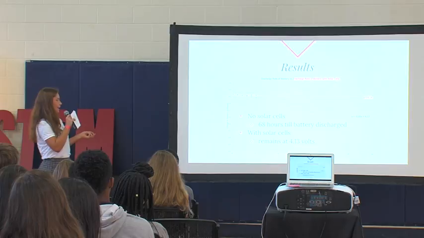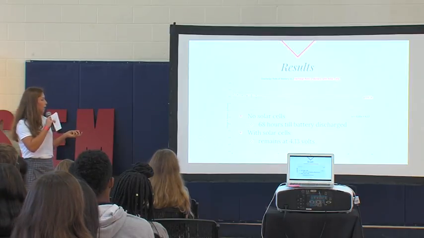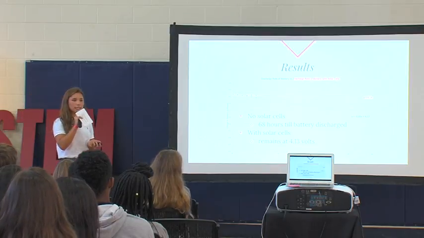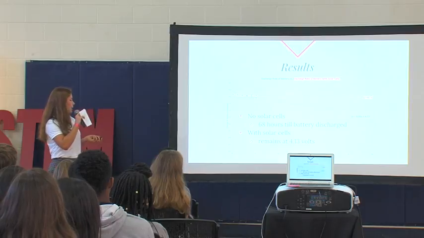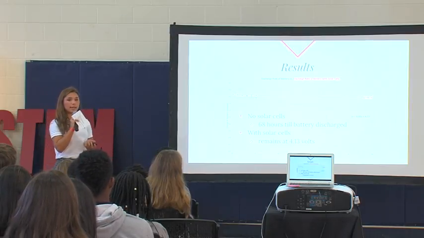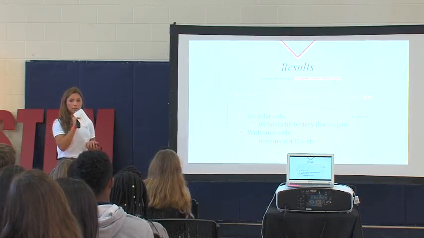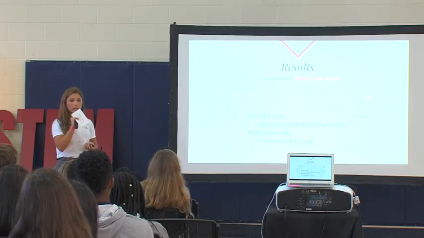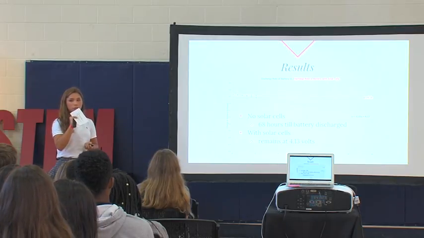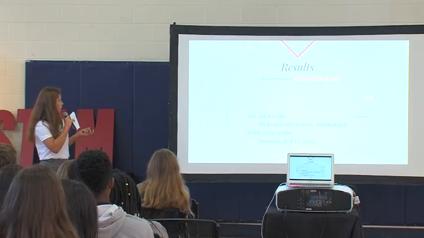So what does all this mean? Without solar cells, the battery would discharge in 68 hours. But when I did add solar cells, it remained at 4.13 volts, which means that if it's in continuous sunlight, the battery won't discharge and you can use it as long as you want.